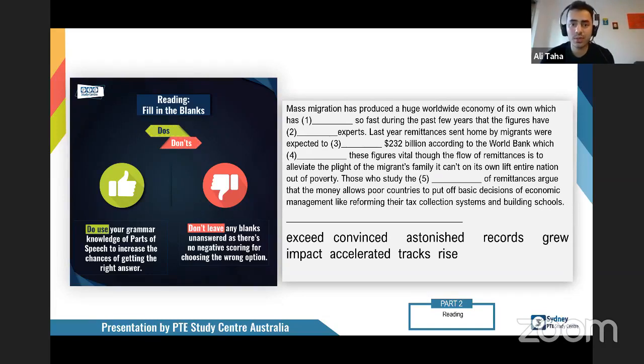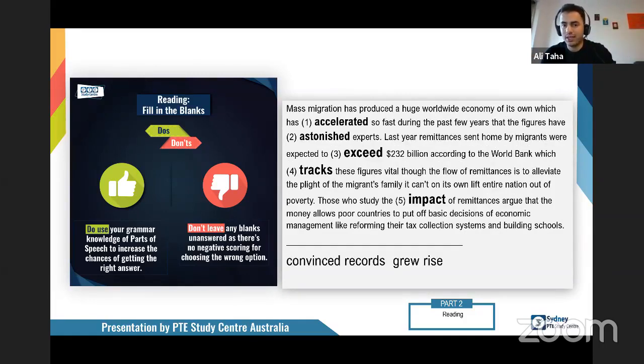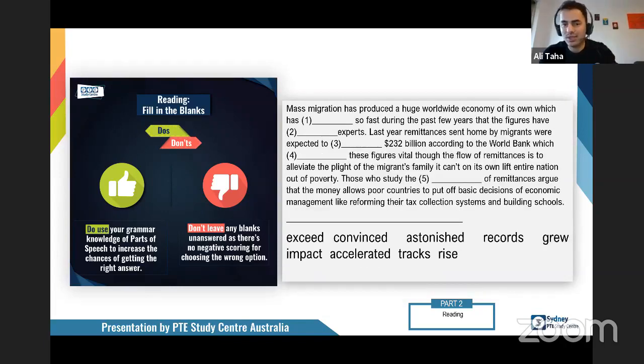And here, when you say about producing a new large economy of its own, which has, and you have the word so fast. So what goes with the word so fast? Indeed, it's not convinced, it's not astonished, it's accelerated. We use the word acceleration for so fast. So the first word is cleared out of the way. I have got it, accelerated. So now accelerated will not be used anymore.